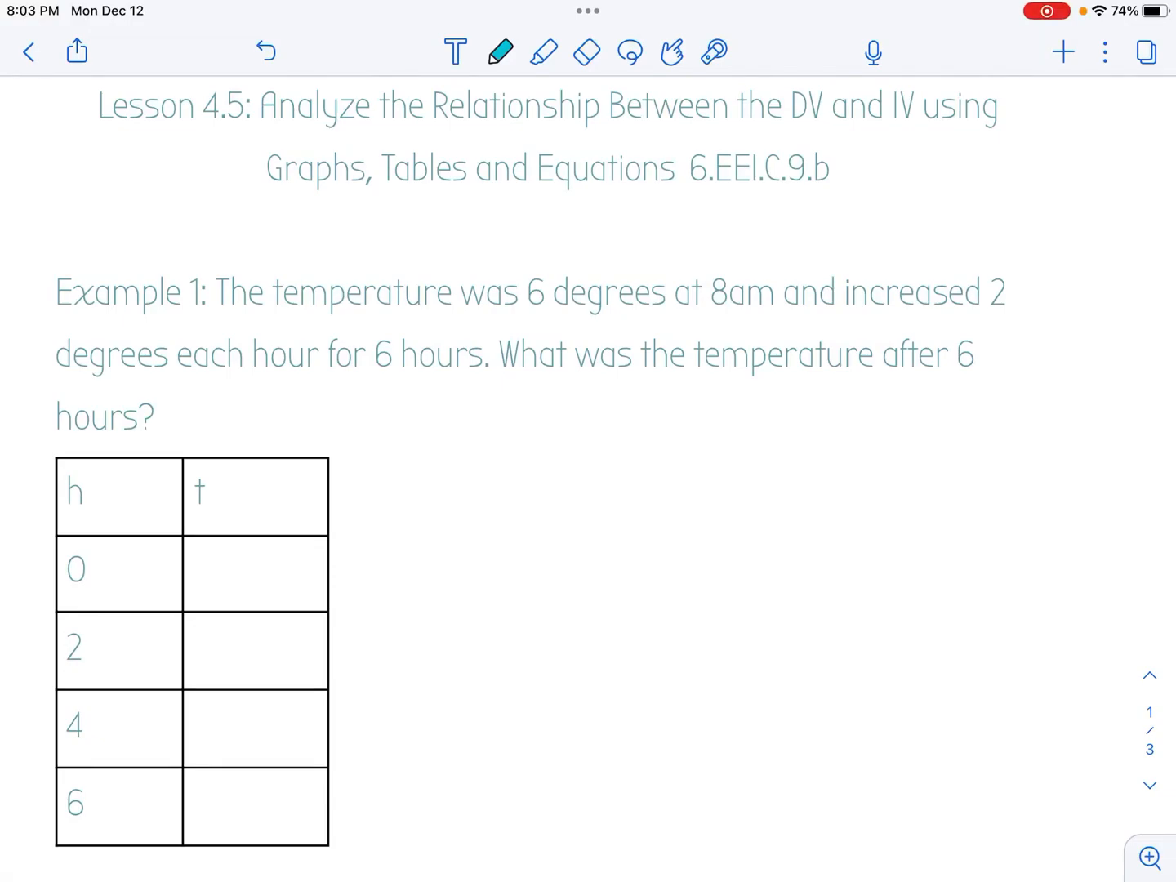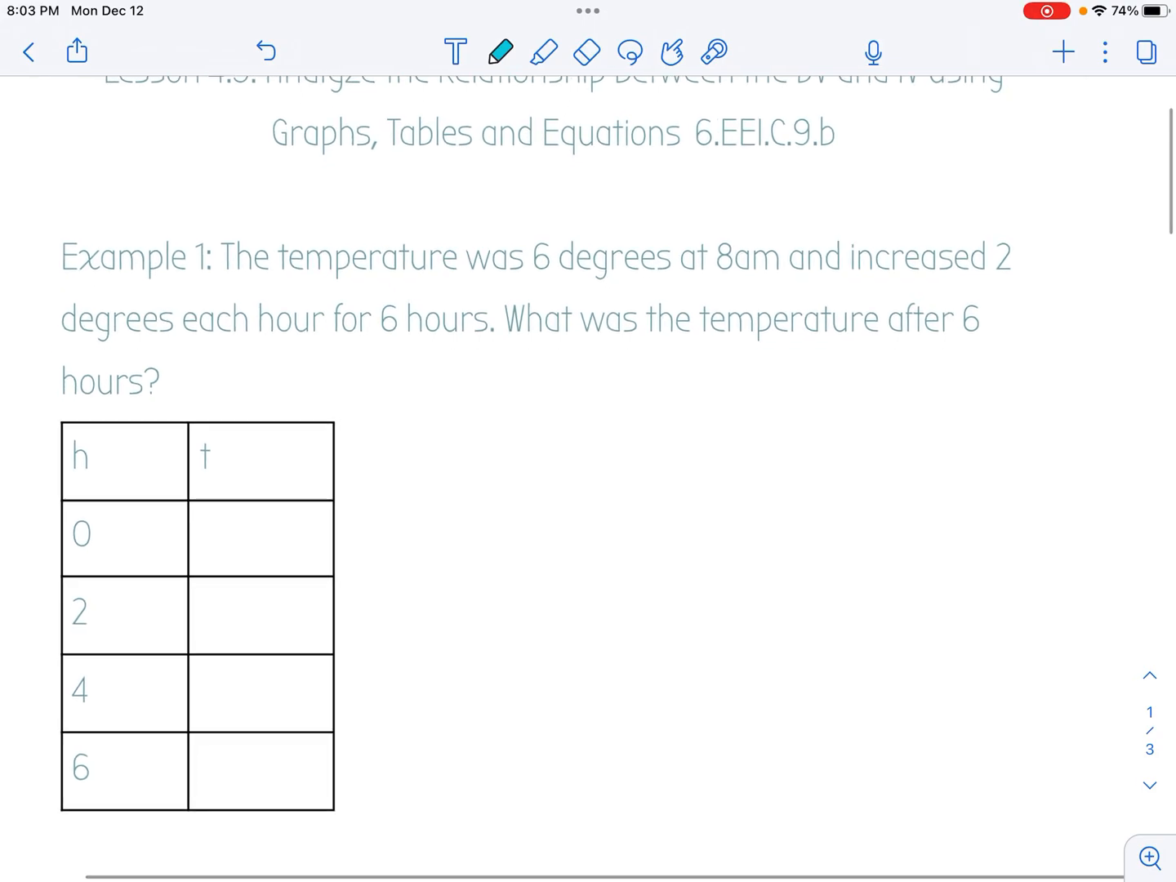In this video, we're going to be talking about how we can analyze the relationship between the dependent and independent variable using graphs, tables, and equations. Example 1 says the temperature was 6 degrees at 8 a.m. and increased 2 degrees each hour for 6 hours. What was the temperature after 6 hours?